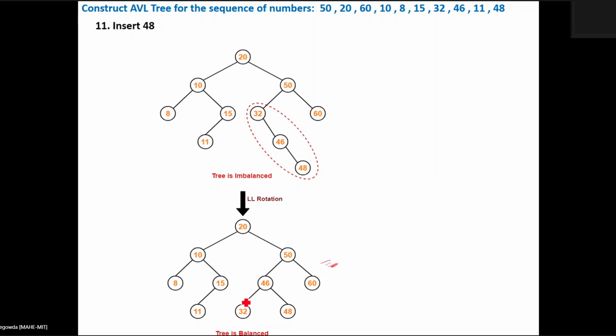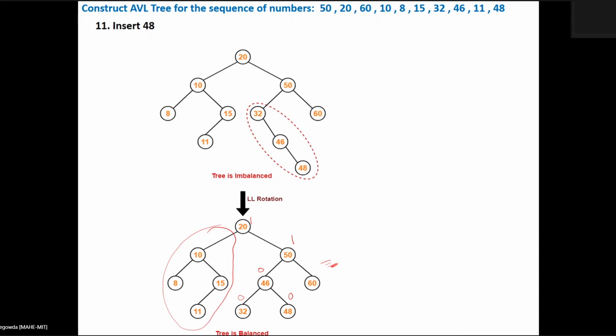If you calculate the balance factor for these nodes, this becomes 0, here it is 1, here it is 1, and so on. You don't need to calculate the balance factor of the other nodes which belong to the left subtree. If you calculate the balance factor of only this node, automatically the tree is balanced. So this is how we can construct the AVL tree for the given sequence of numbers.